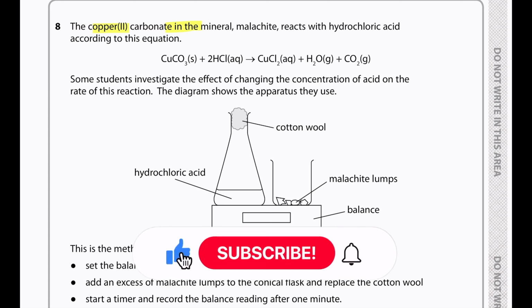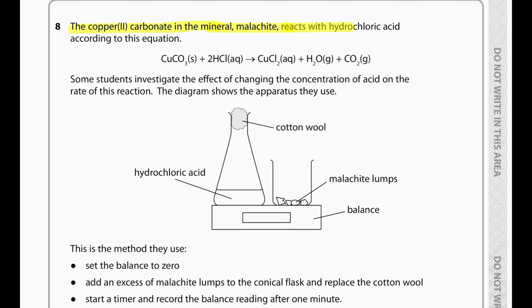The copper carbonate in the mineral malachite reacts with hydrochloric acid according to this equation. Copper carbonate reacts with hydrochloric acid to produce copper chloride, water, and carbon dioxide. Some students investigate the effect of changing the concentration of the acid on the rate of this reaction. The diagram shows the apparatus they use. There is cotton wool, there is hydrochloric acid, and there are malachite lumps that react. And then the balance gives the reading.